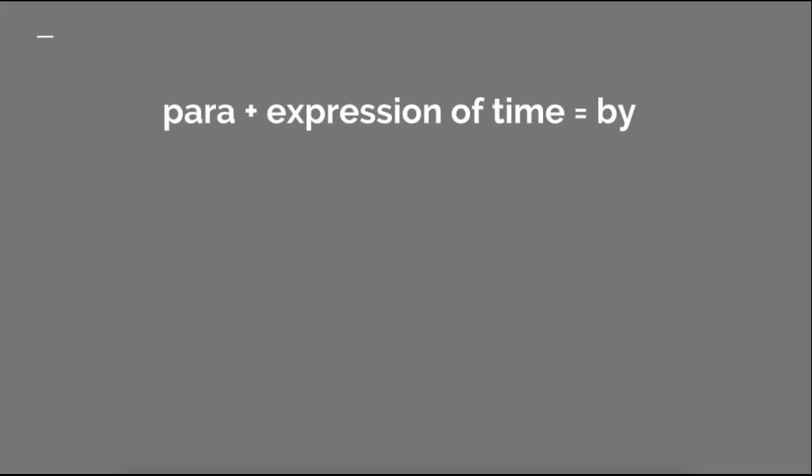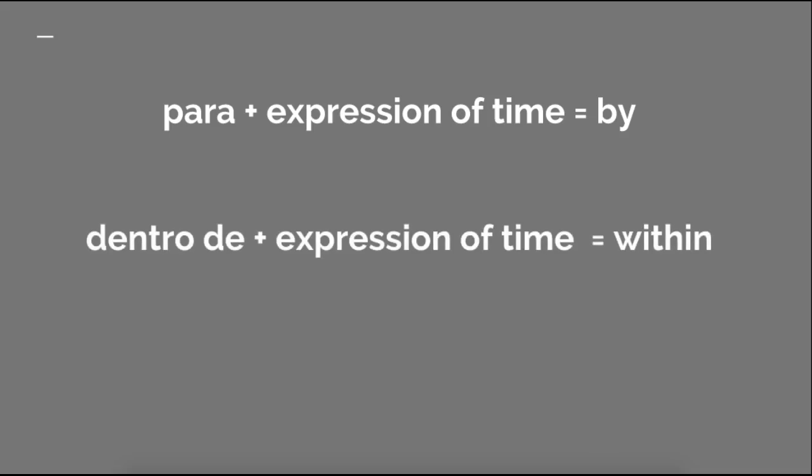There's a couple of formulas that are really common to use in the future perfect tense. One of them is simply using the word para with an expression of time. And as you learned previously, the word para can mean a lot of different things. So when it's used in this instance, it means by. You can also use the phrase dentro de. You know, like the word adentro means inside. So dentro de plus an expression of time means within. So this is within a certain time period.